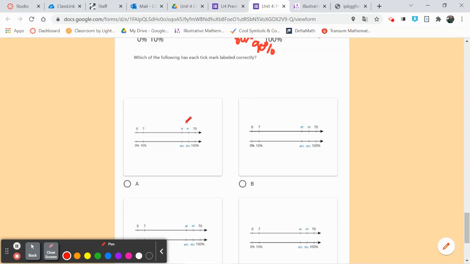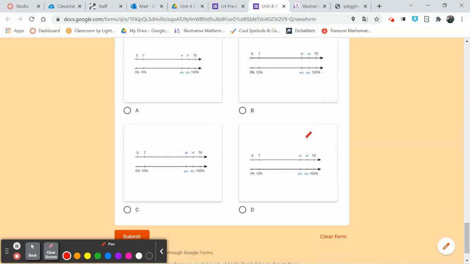This one's got 80 and 90, but it has 14 and 21. Nope. This one's got 25 and 35. 27, 35. Nope. This one has got 42 and 49. Nope. 56 and 63. That's correct. Let's go to the bottom. 80% and 90%. There's the tick marks we were looking for.